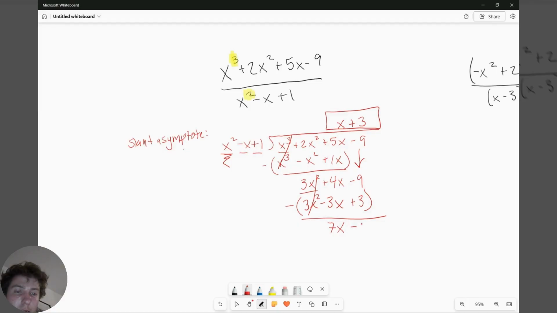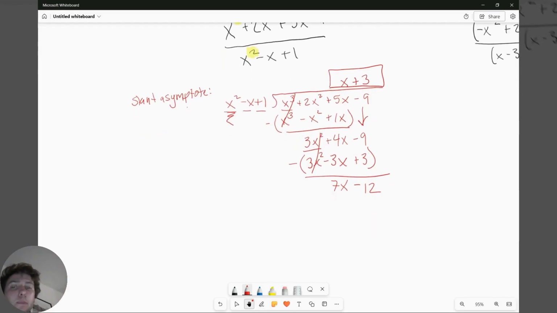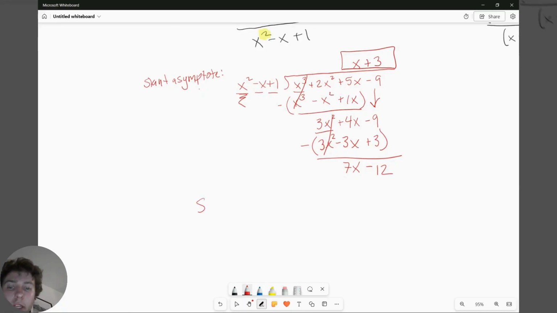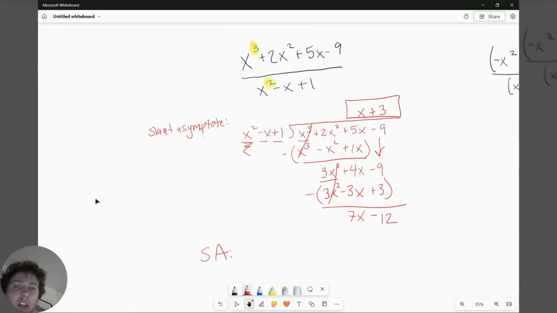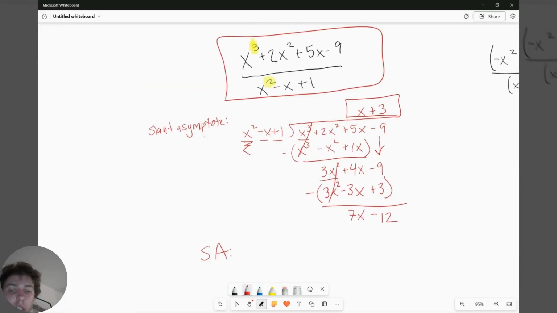Okay, negative 9 minus 3 would be negative 12. But again, I don't care for the remainder. I just need the equation that we were left with, which is the x plus 3. So what we just found is that our rational function that we were given originally has a slant asymptote at y equals the quotient. Well, the values we found were 1x plus 3.